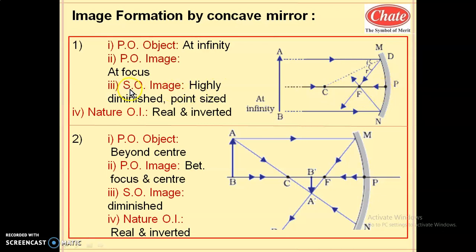Now, what is the size of the image? Here the size of the image is highly diminished, point size. What is the nature of the image? The nature of the image is real and inverted.